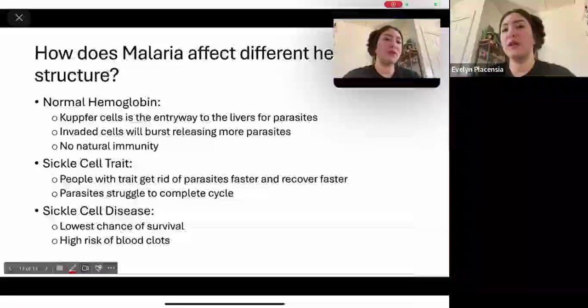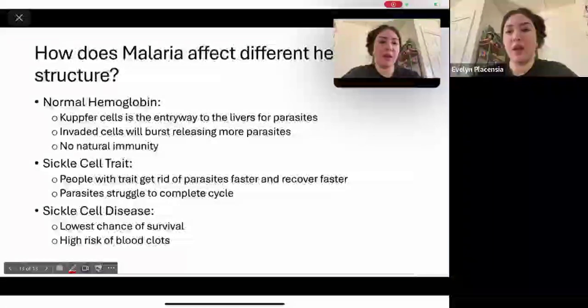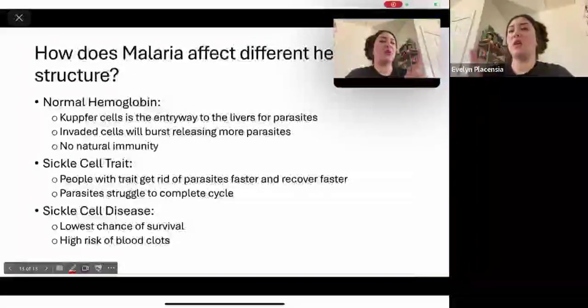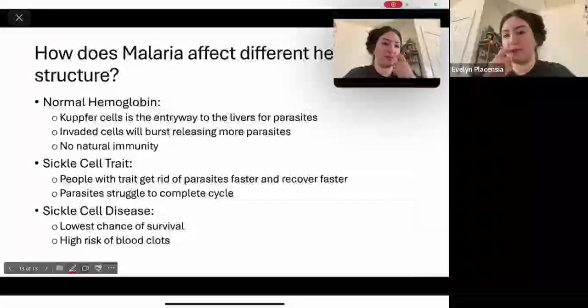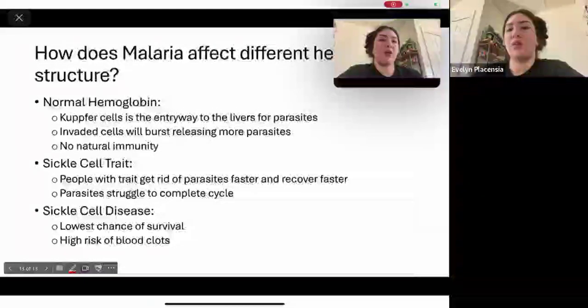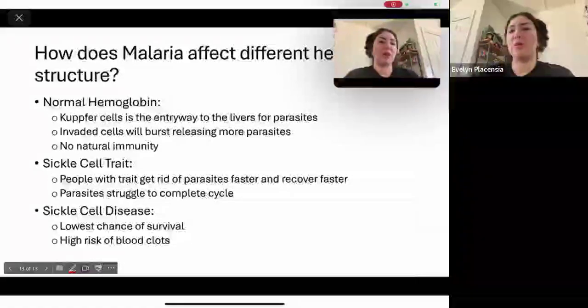So let's move on to sickle cell trait. Remember, sickle cell trait contains only one recessive gene and one normal gene. People with the trait are not as affected by malaria in comparison to those with normal hemoglobin.